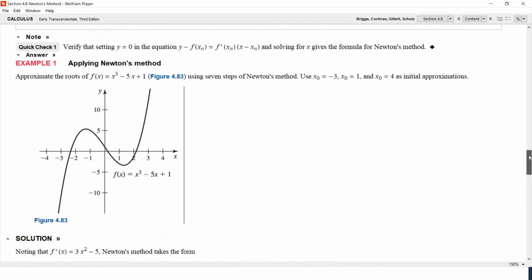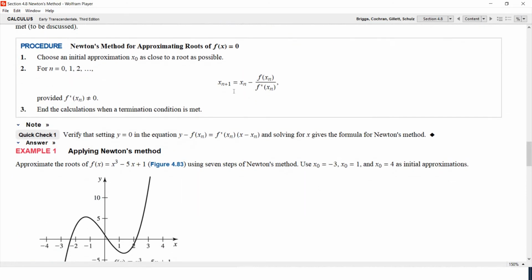Now remember, in the last video I derived this little formula that we can use to find the numbers in that sequence: x sub 0, x sub 1, x sub 2, x sub 3, and so on. In this case, x sub n is the previous number in the sequence, and x sub n plus 1 would be the next number in the sequence. So as long as you know the previous number in the sequence, x sub n, you can find the next number in the sequence, x sub n plus 1, using this formula. So let's find that formula for this particular function.